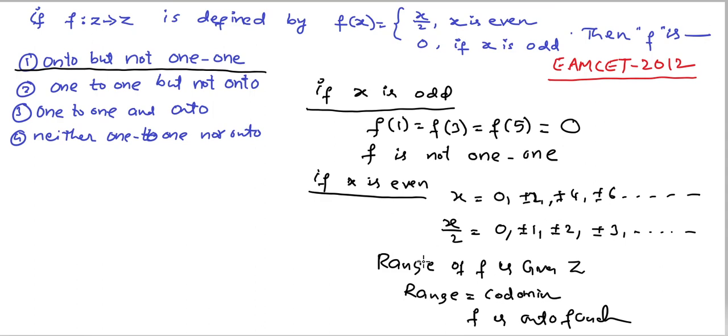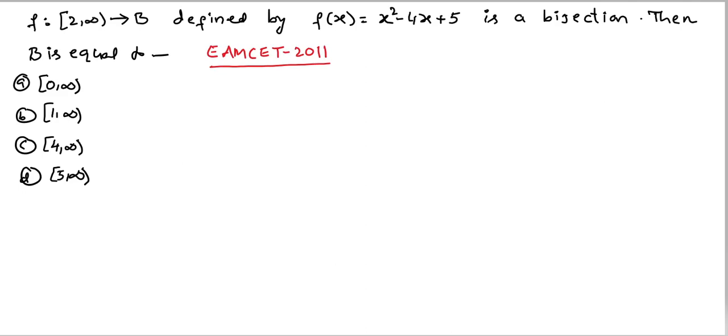If f maps from [2, infinity) to B, defined by f of x is equal to x square minus 4x plus 5, is a bijection, then B is equal to what? This is a 2011 question. Here the function f of x is x square minus 4x plus 5. Take differentiation with respect to x: f dash x is equal to 2x minus 4. Setting it equal to 0, 2x minus 4 is equal to 0, so x is equal to 2.